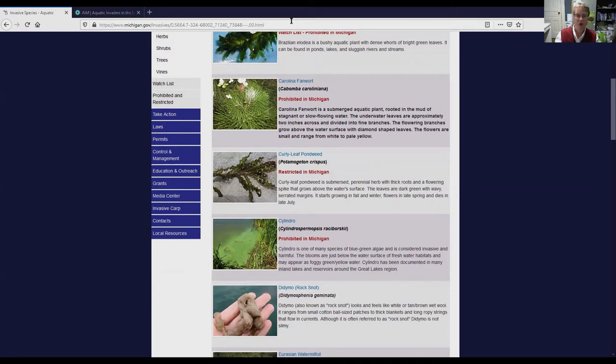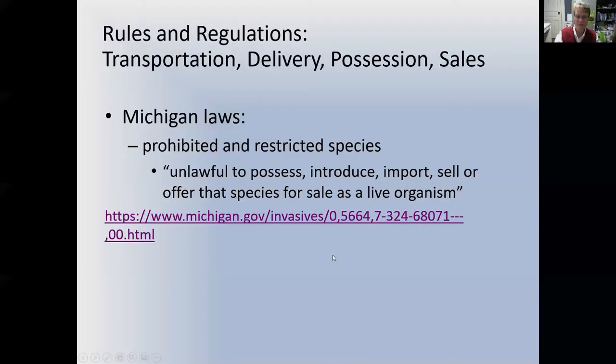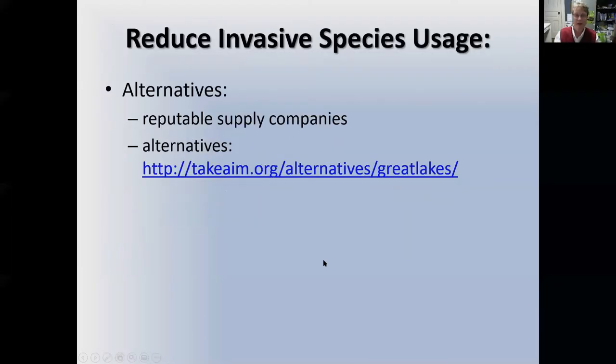So I'm going to go back to the PowerPoint at this point. One of the things that we want to consider as educators is how we can find alternatives. And the takeaim.org website, which I'll show you a little bit later, has some of these alternatives that we can refer to.